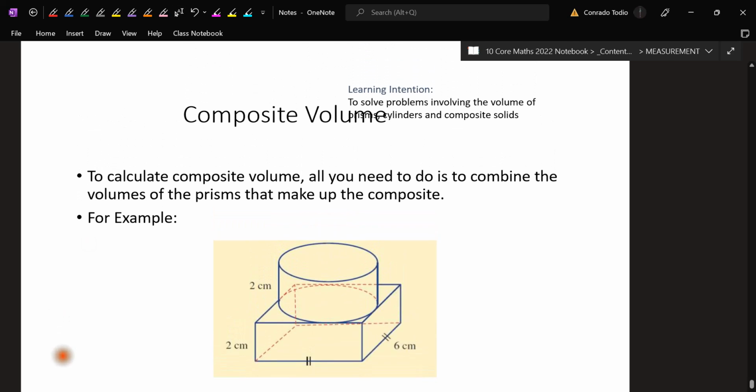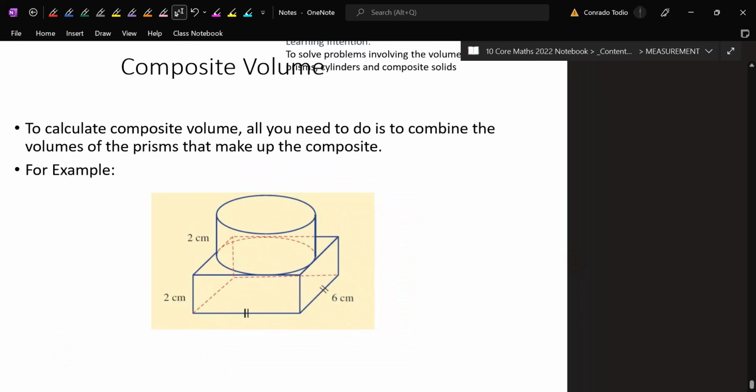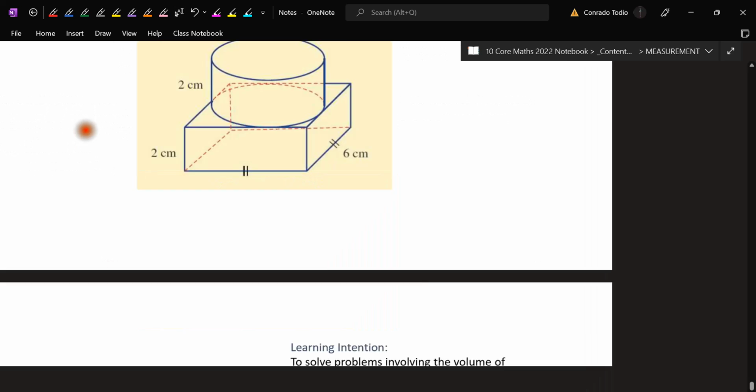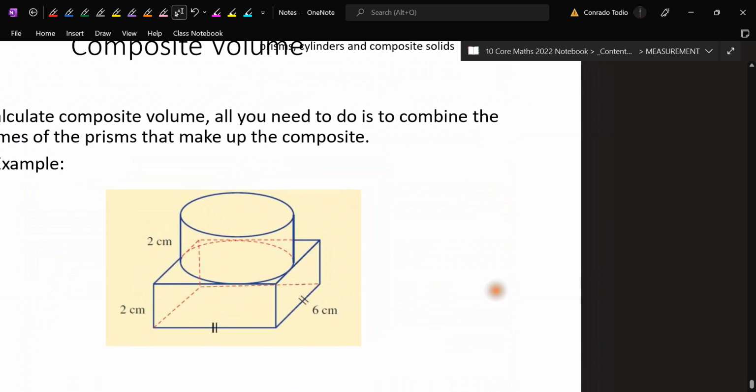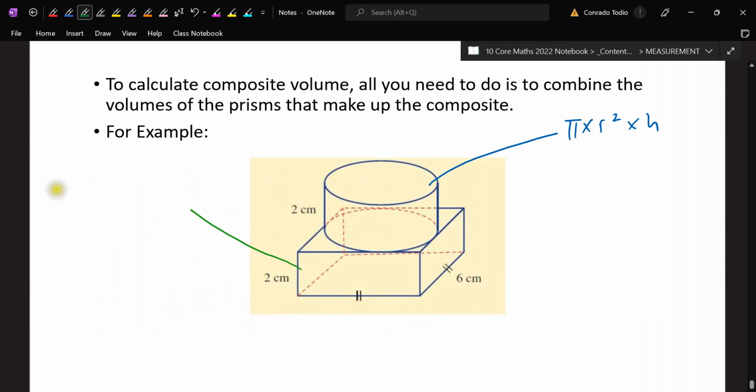But every now and then you might come across what you'd call a composite volume. And this, again, is quite easy because you're just finding the volume of two shapes and then adding them together. So let's do this one for example. Let's work out the top. Remember the cylinder volume is going to be pi times radius squared times height, and then the square volume down here is just going to be length times width times height. So let's do them.